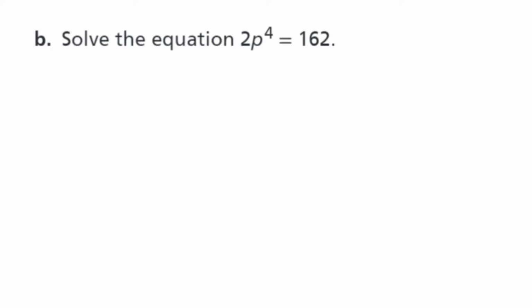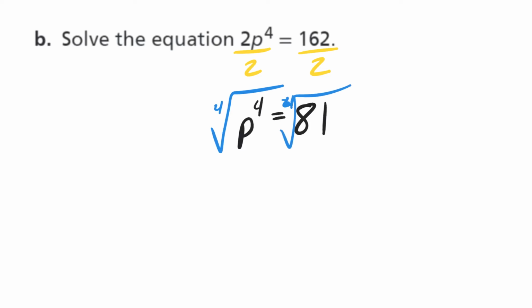So we've got one more solving here. We have 2p to the 4th power is equal to 162. There is no adding or subtracting here, so we get to jump straight into division. We divide both sides by 2. 162 divided by 2 is 81, and 2 divided by 2 is 1. So we get the 4th power of p is 81. We get rid of a 4th power with a 4th root. And we've already done this number earlier today. The 4th root of 81 is 3.